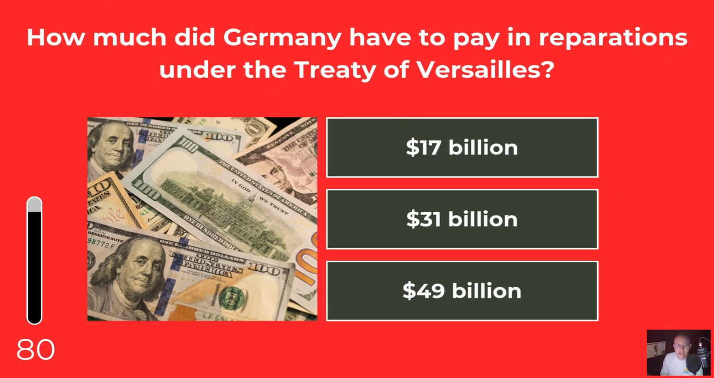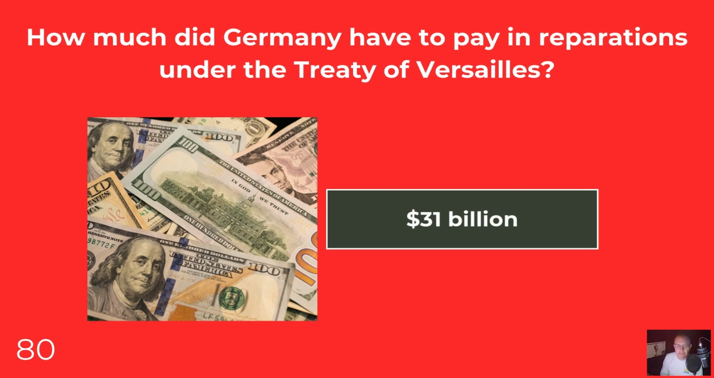How much did Germany have to pay in reparations under the Treaty of Versailles? $17 billion, $31 billion, or $49 billion? They had to pay $31 billion.